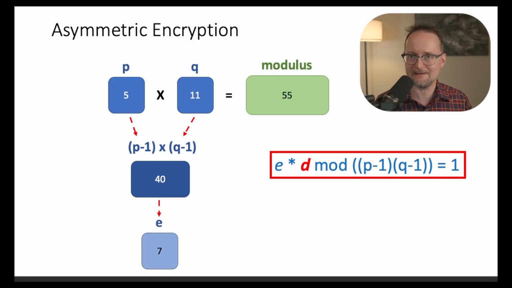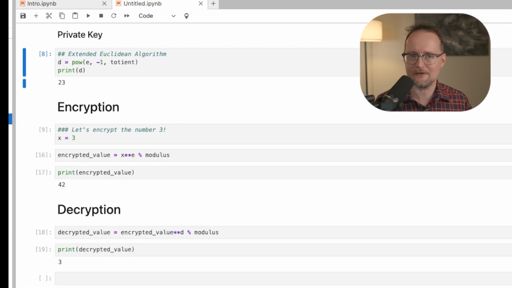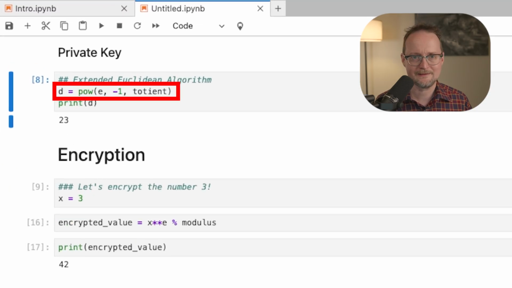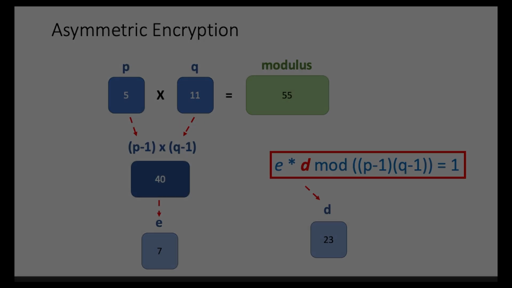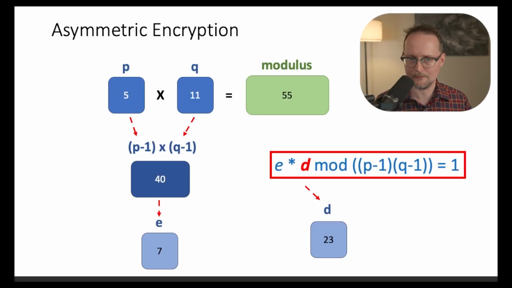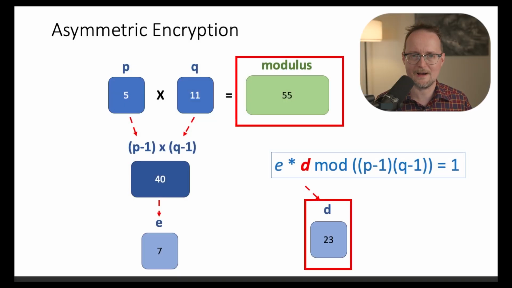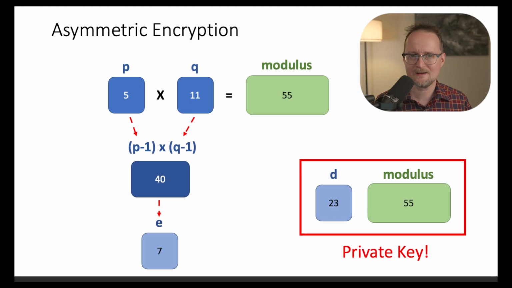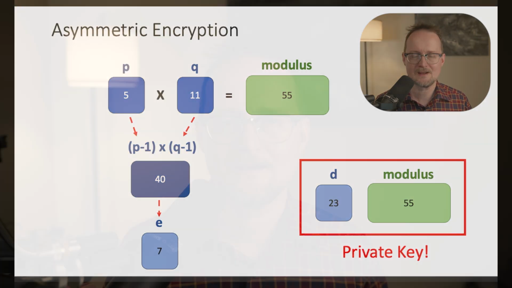Next, let's create the private key. First, we have to figure out what the private key exponent will be. To do that, we'll use something called the extended Euclidean algorithm. Don't worry about the details right now, just know that it's a recursive function that solves for the variable d. To make things a little easier, you can use a programming language like Python to easily compute this. Solving this equation gives us 23. If we combine 23 with our modulus, we get our private key. Just a reminder, the private key decrypts our data, so make sure to keep it safe.